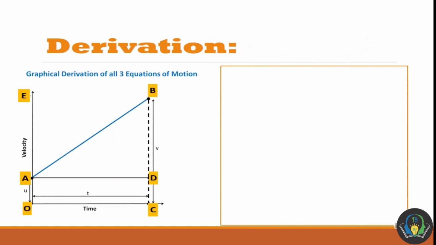So beginning with the derivations, as you can see in the same graph, we have now named it. OC represents time, OE represents velocity, OA is the initial velocity u, and time is represented by t. Now BC will be considered the final velocity v. I hope these things are clear as of now. The velocity is changing from point A to point B, and hence that is the acceleration that we are getting during this particular region.